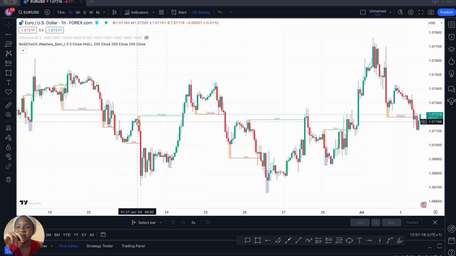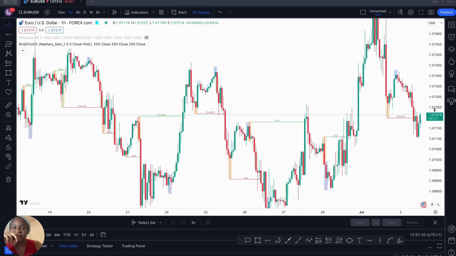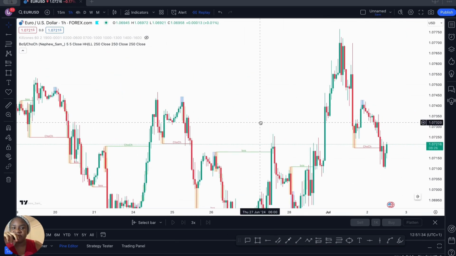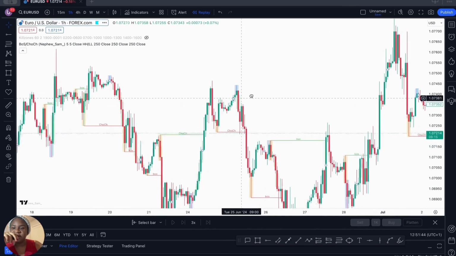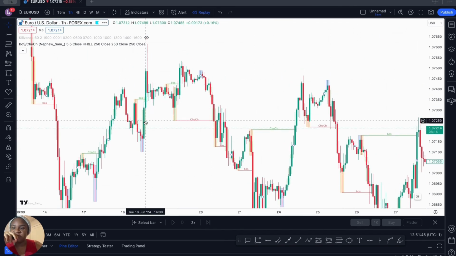Now, this particular indicator by nephew Sam gives you four things in the chart. It shows you the break of structure, it shows you the change of character, it helps you with your order block, and also fair value gap. If you look at the chart very well, you can see that the market's active now, and it's showing me an order block and another change of character here, meaning an order block was being violated. You can see it, right? It's showing me fair value gap.